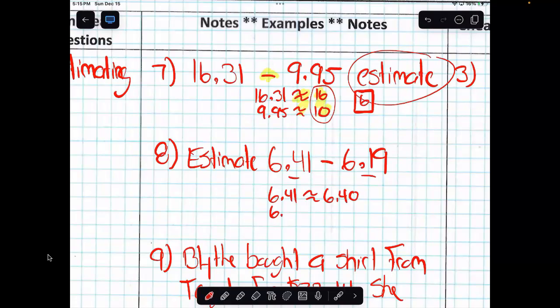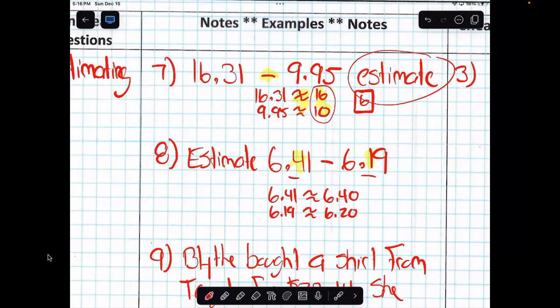And then 6 and 19 hundredths, we want to, again, come up with a number that would be pretty easy to calculate with, considering we have 6 and 4 tenths or 6 and 40 hundredths. So I'm going to turn this into 6 and 20 hundredths. Essentially what I did is I rounded to the nearest tenth for both of those numbers. I rounded 6.41 to 6.40, and I rounded 6.19 to 6.20. You guys, again, can do that pretty easily. You don't need to actually show your work.